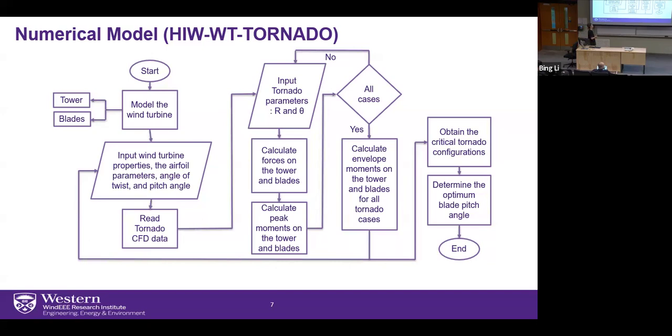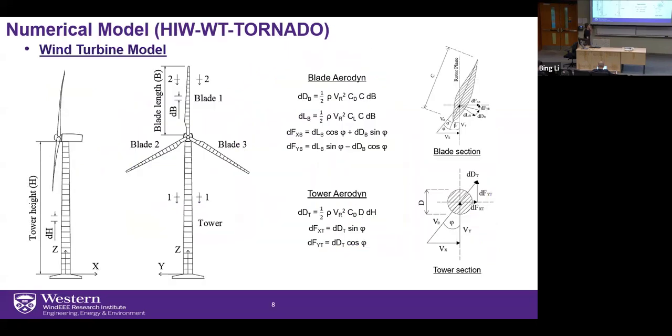And then for the parametric study, we have 2 different loops. The outer loop is that we're changing the location of the tornado. So we use 2 parameters to define the location of the tornado. One is R, which is the distance from the center of the turbine to the center of the tornado. And then theta is just the attacking angle of the tornado. So that way we can change the locations. And in the inner loop, we're actually changing the blade pitch angles. So that way we kind of consider all the possible cases of the tornado and also our wind turbine blades. So we can obtain the critical configurations of the tornado and also the optimum blade pitch angles.